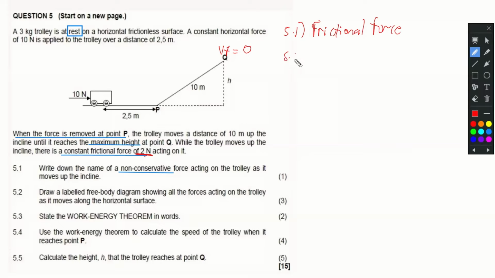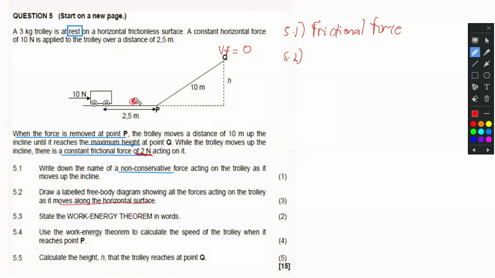And then 5.2. Draw a labeled free body diagram showing all the forces acting on the trolley as it moves along the horizontal surface. Read all the statement. Right. So I know a lot of people that just read one part of the question and then they start answering. Make sure that you read everything. So a lot of you would assume that they would want you to draw a free body diagram for this part. And then you go again and you draw for the incline only to find that they said on the horizontal surface. So very important to read the statement.